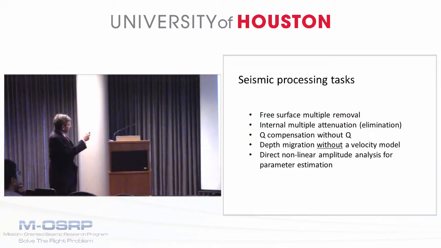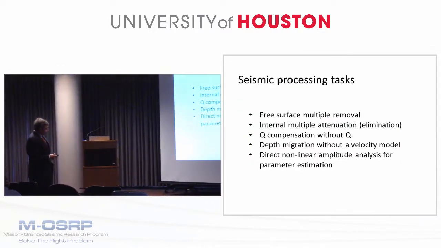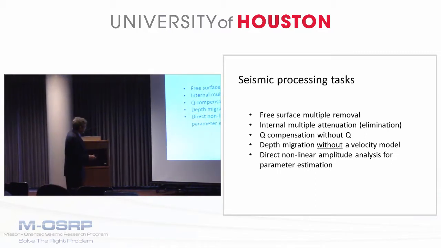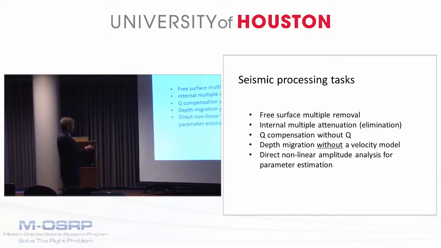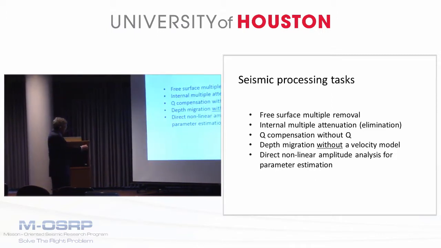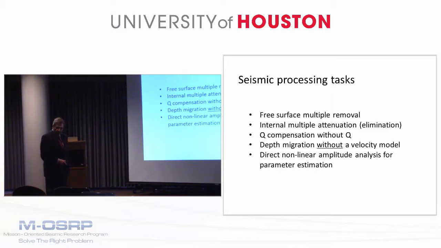Okay, so these are tasks: free surface multiple removal, internal multiple attenuation, elimination, Q compensation without Q. These are things that people in seismic processing would like to achieve. The message is all of these things should be achievable directly in terms of data without subsurface information.